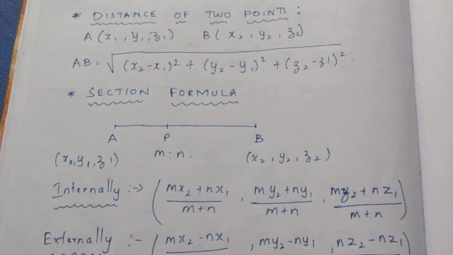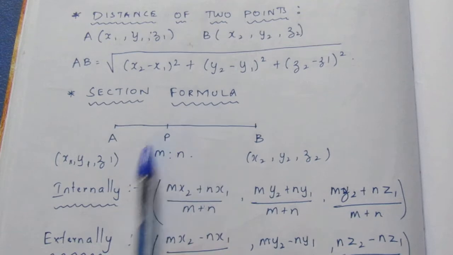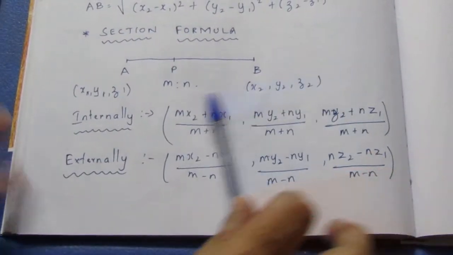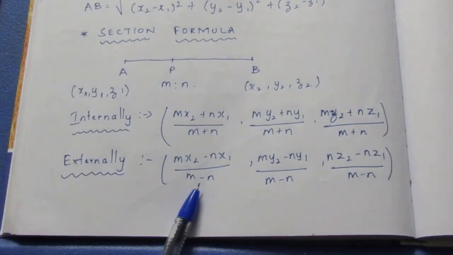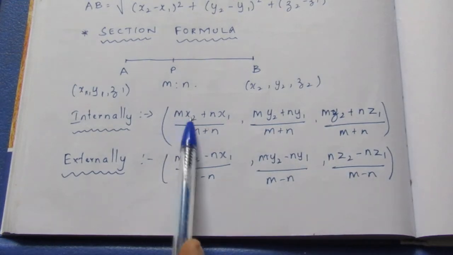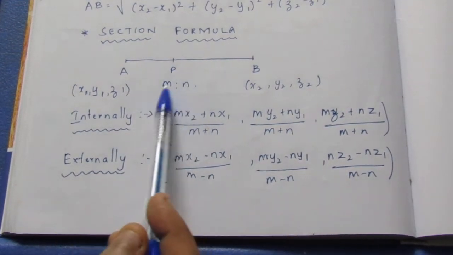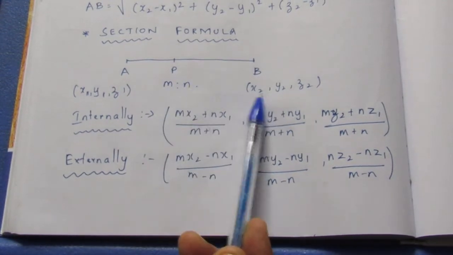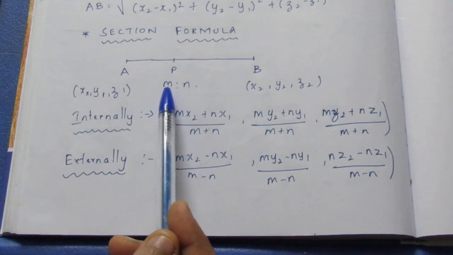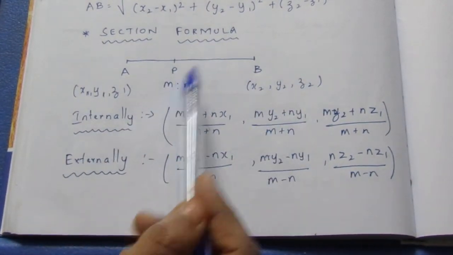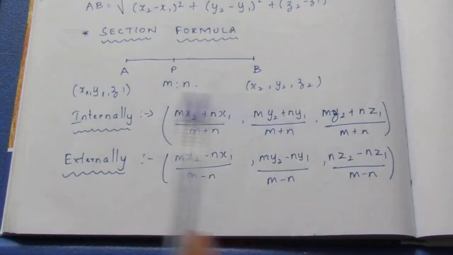Now we'll move on to the section formula. In the section formula, P divides the line AB. If it's internal, it will be plus. If it's external, it will be minus, which we have learnt in 10th standard. The same formula, we are going to add z to it. With m and n as the ratio, usually we take it as m1, m2, but it's better to take m and n so that it will be easy. So it's m x2 plus n x1 by m plus n, same way m y2 plus n y1 by m plus n, and m z2 plus n z1 by m plus n. If it is external, you will have a negative sign in it.